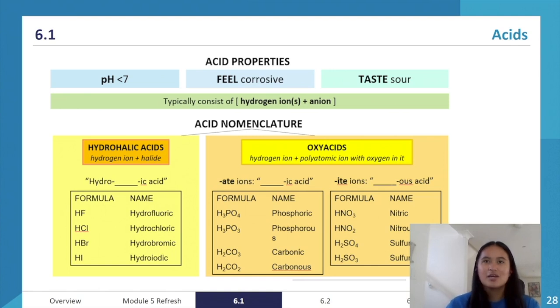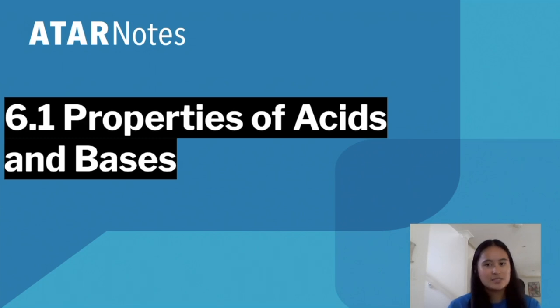Okay, so we're talking about acids and bases. Properties of acids and bases is the first inquiry question for Module 6. Module 6, the whole thing is about acids and bases, and how it's kind of structured is you start off talking about what is an acid, what is a base, what are the different theories behind it.